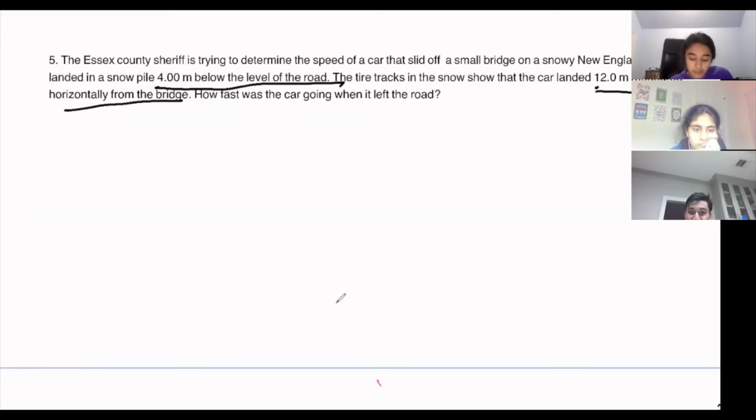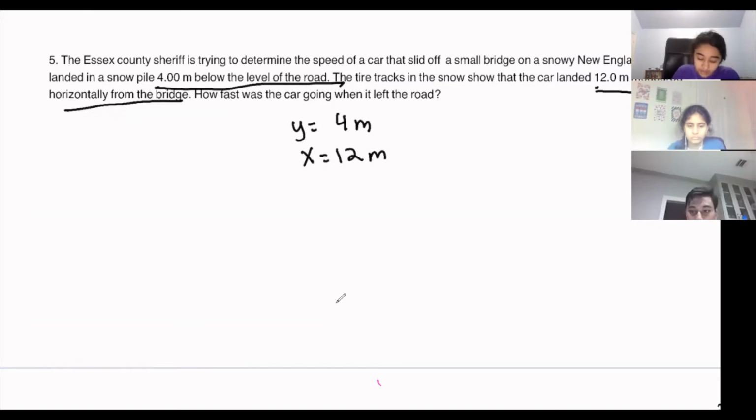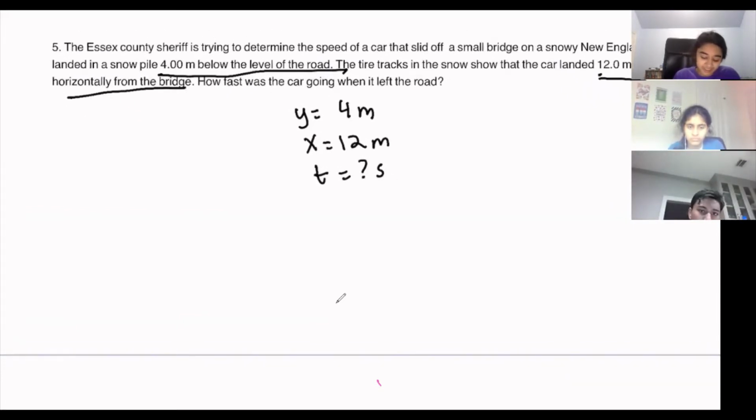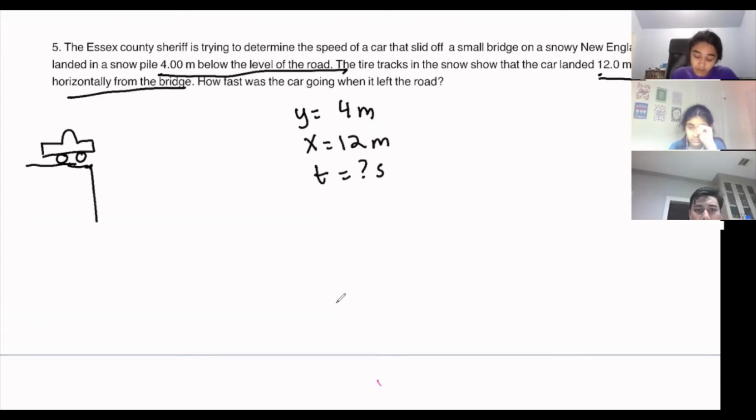So I'm just going to list out the known elements. I think our y value would be 4 meters, and then it's 12 meters horizontally. And then we're asked to find the time. So I guess I'll try to draw it, and then I'll write the UX components on the side. So we're actually trying to find UX, right? How fast, right, should be the speed. Yeah. So here, could you clear the Y equals so we can separate between UX and UY? Yeah, so I could erase the y and x.